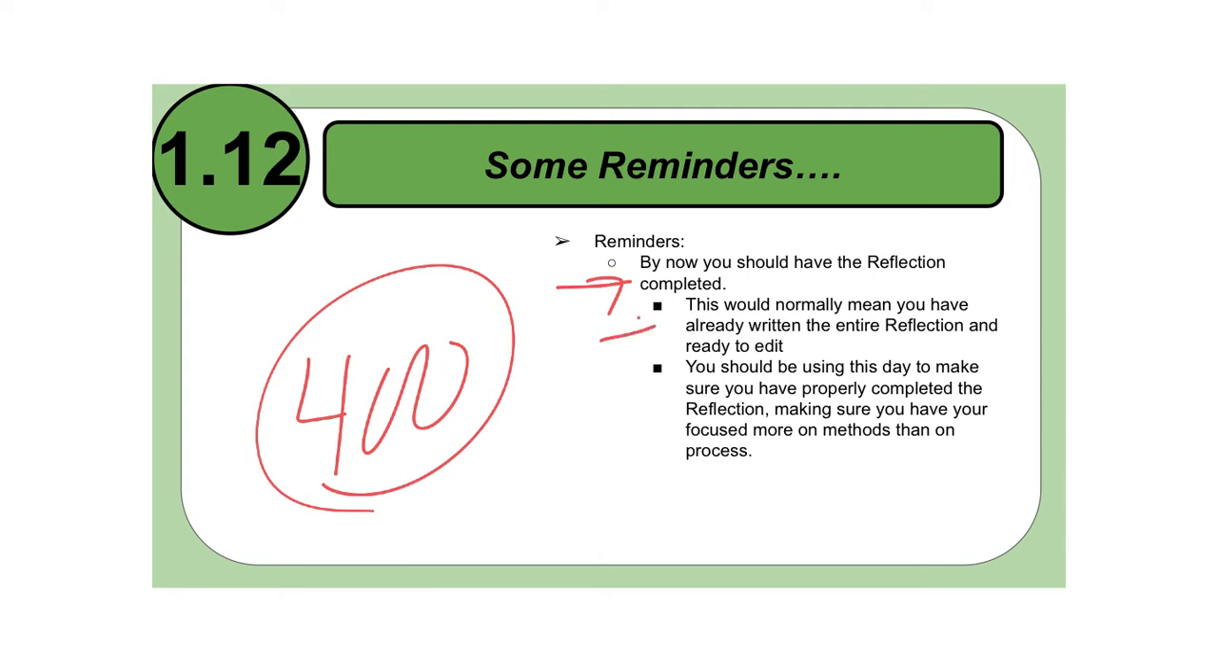At this point, you would have the reflection already done. You're just at this point ready to edit, because you should be able to write a 400 word reflection in one class period. So you should be using this day to make sure that you have properly edited your reflection. So you should have gotten feedback from me by this point. If not, make sure you get it from me ASAP so I can get you some feedback, and then you can start working and finishing out your reflection part of your HI.